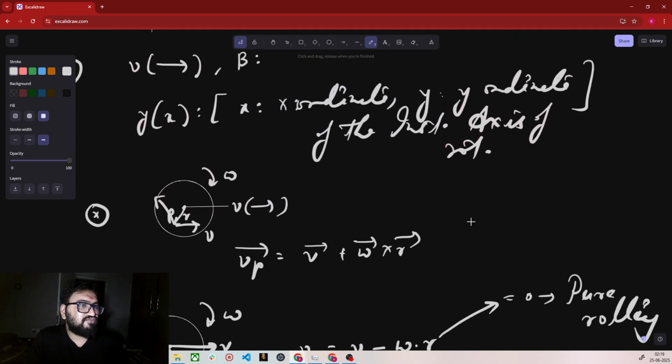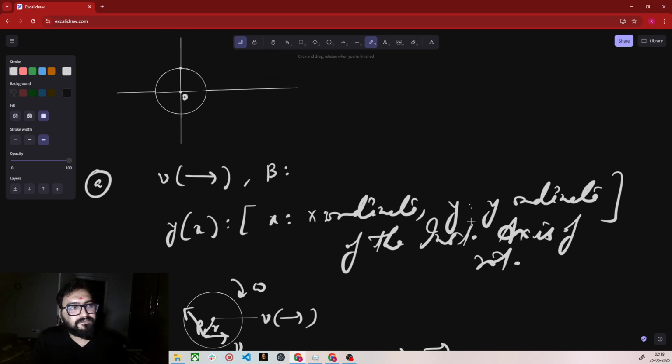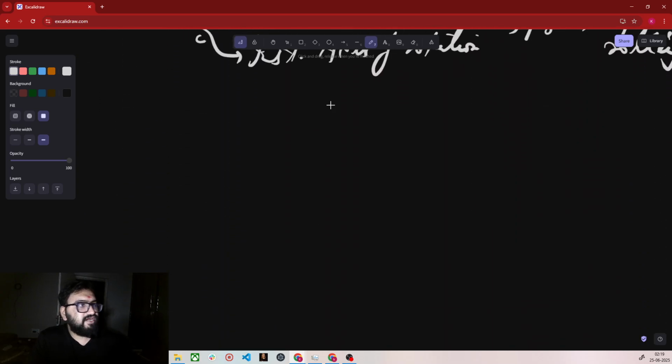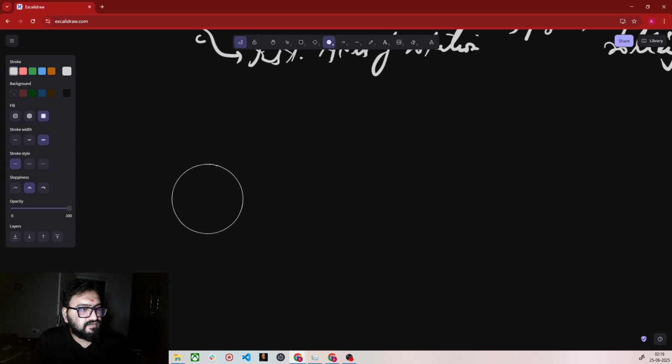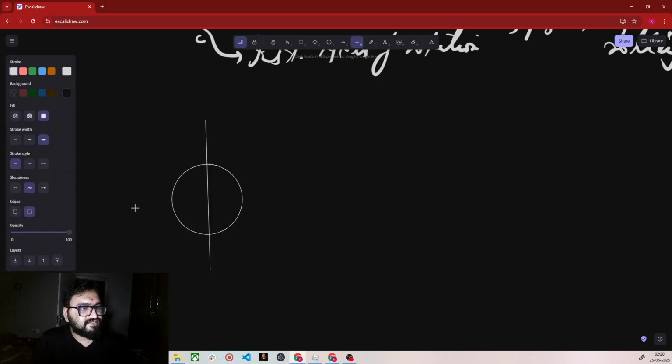Because in this question we need to find out the locus of the instantaneous axis of rotation. So let me try and draw the situation for this problem. Let me draw the axes. This is my y-axis and this is my x-axis.